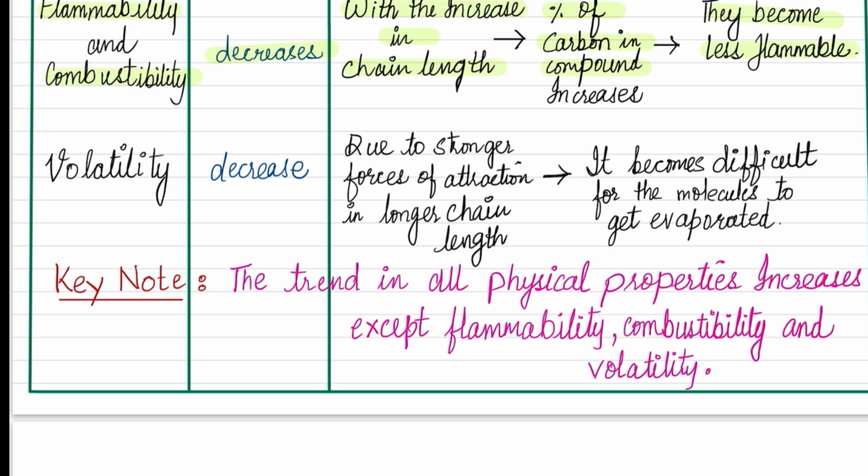Next and the last physical property is the volatility. First of all, you need to understand what are the volatile substances. Substances that have the boiling point just above the room temperature are volatile in nature. This means that their particles have enough energy to evaporate or change their state from liquids to gas at room temperature and pressure. So, as the number of carbon atoms in the alkanes increases, the forces of attraction become stronger, and it becomes difficult for the molecules to evaporate due to the increase in the forces of attraction among them. So, volatility decreases with the increase in the number of carbon atoms.